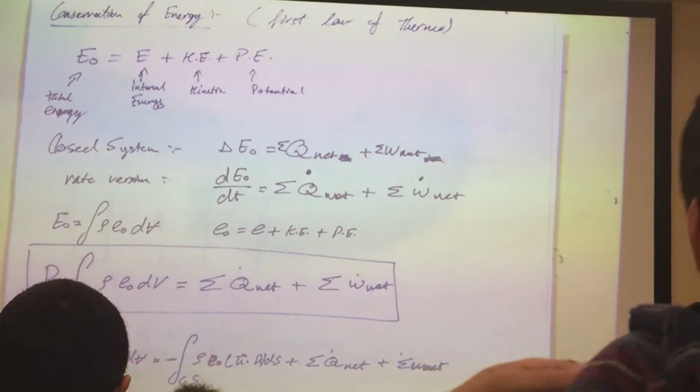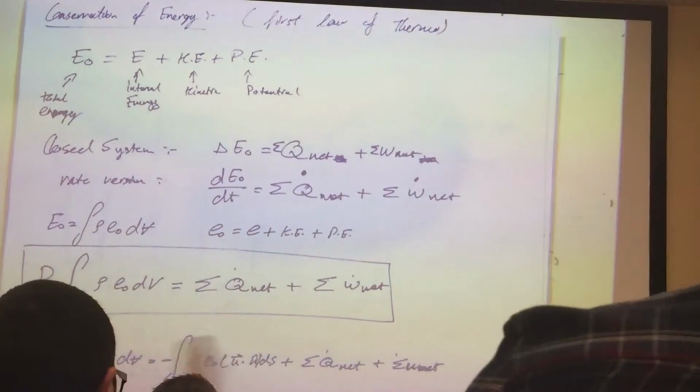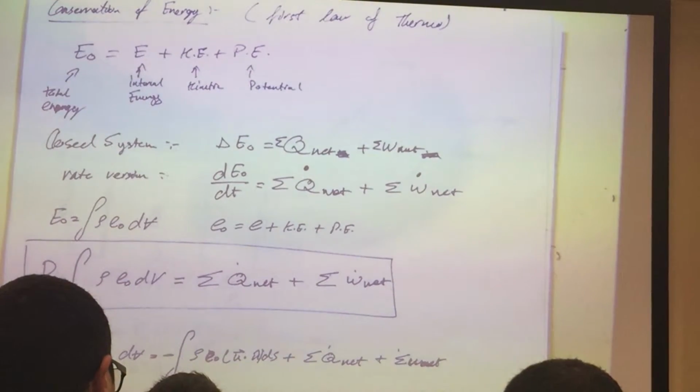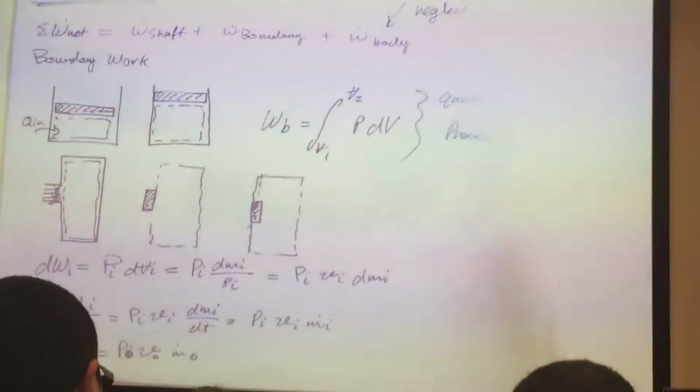Then we apply Reynolds transport theorem to it, where we have a control volume and track what goes in versus what goes out, the same process as we've been doing so far. And I outline my sum of heat and sum of work. And we'll do a few examples on those.